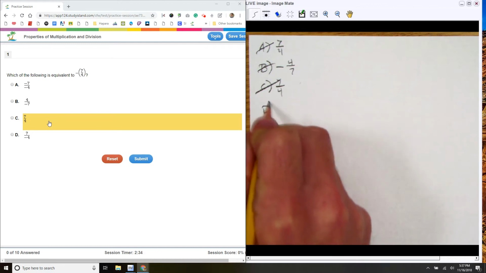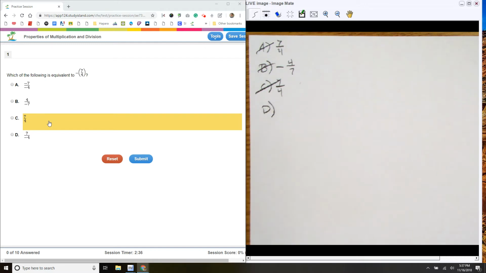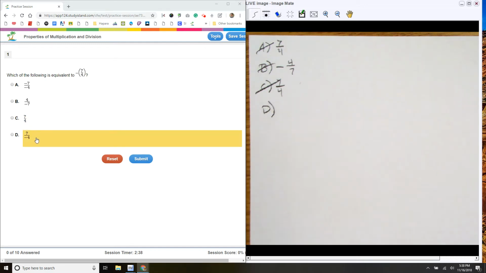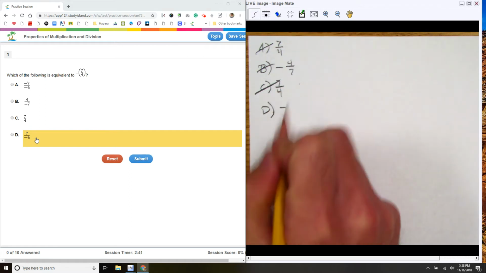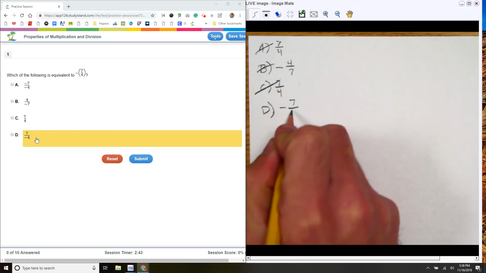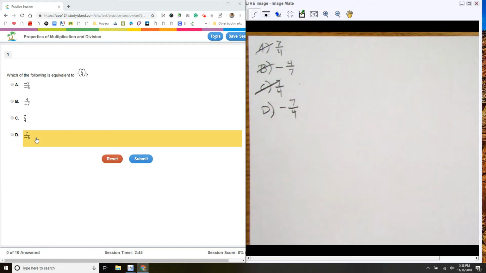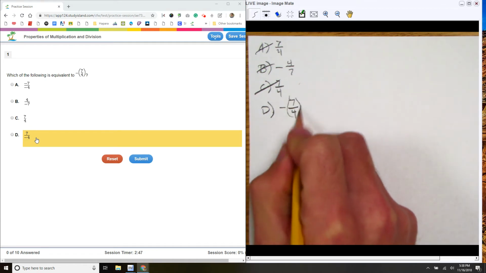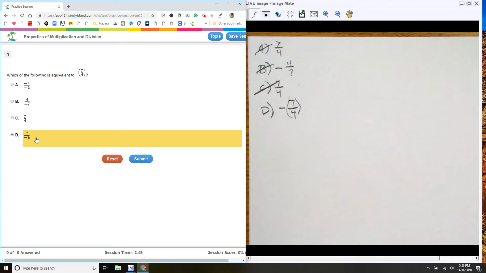And then finally we get to D, which has to be the right answer because it's the only one left. We have a positive divided by a negative, which is negative, and 7 divided by 4 is 7/4. So that's our answer, negative 7/4. The fact that there's parentheses around the 7/4 does not affect its value.